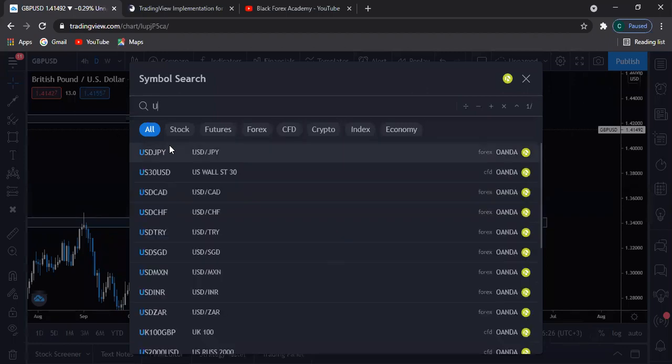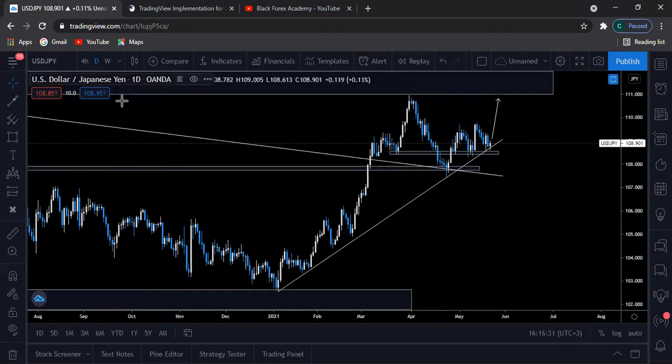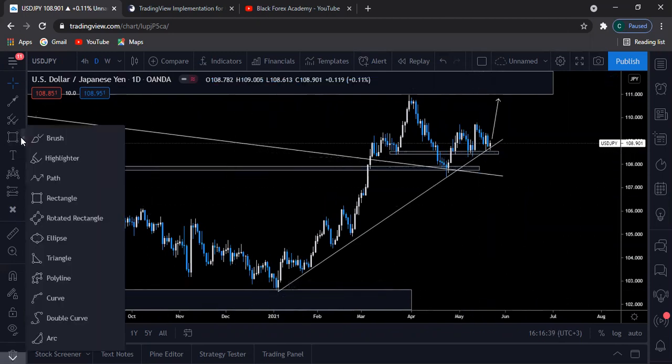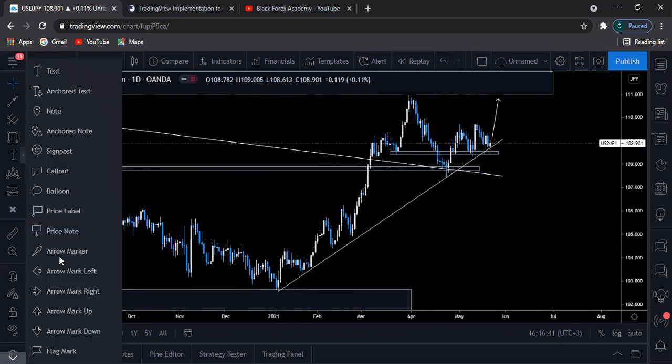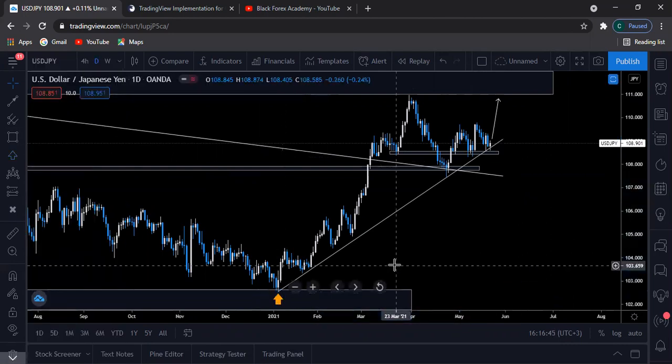So we do have USDJPY. USDJPY prices on the daily scale hit this ascending trend line, right? And it's a third touch. This was the first touch down here. Let's mark them. Let's mark them together. It's been a minute since we actually analyzed the pair together, guys.